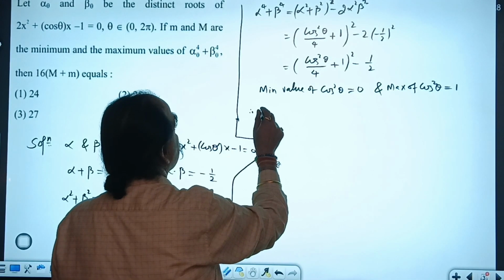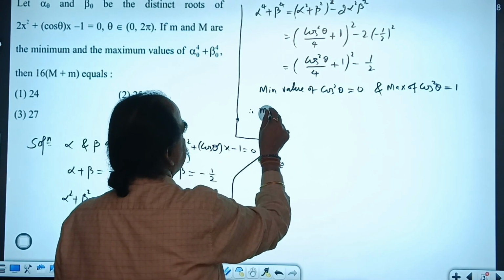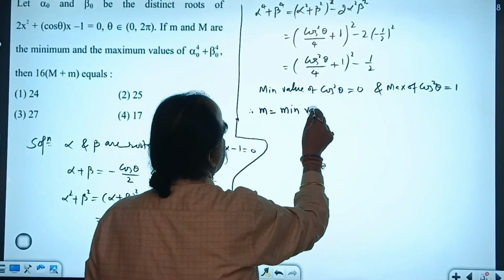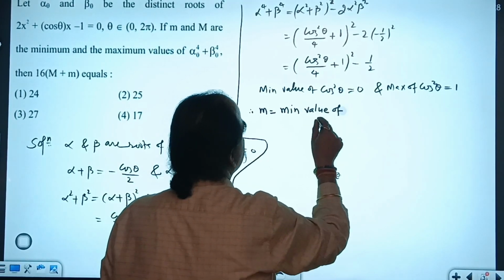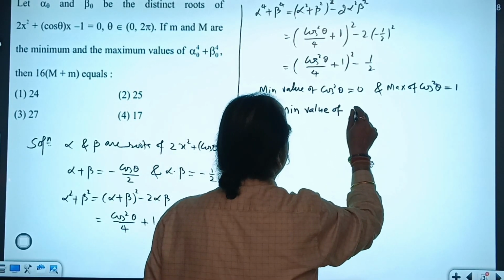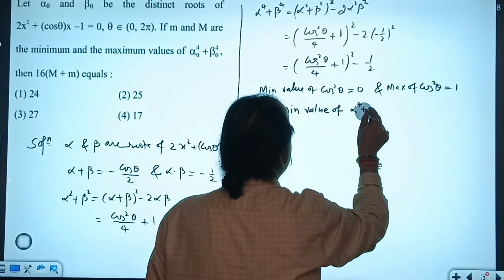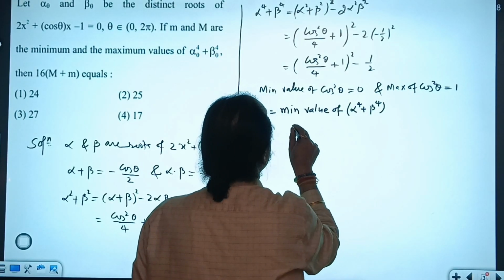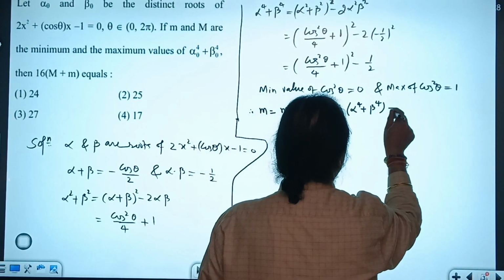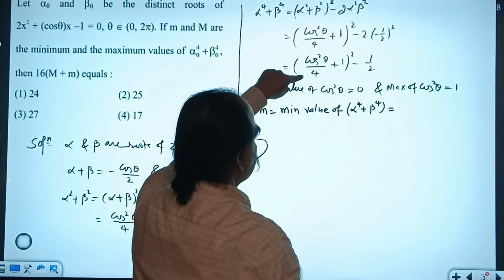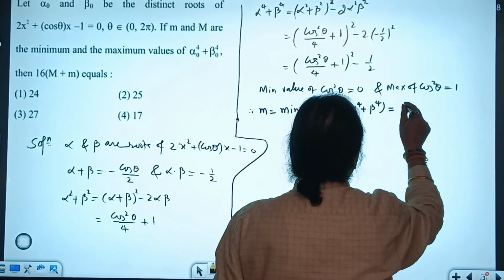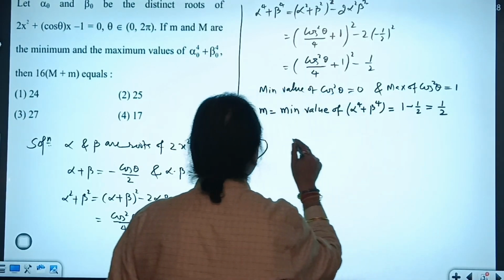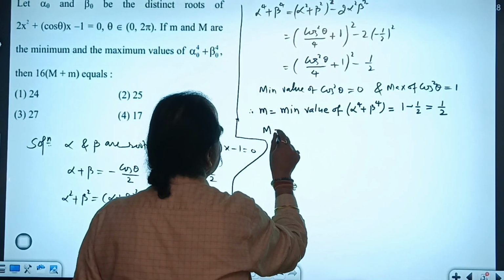Therefore, small m is the minimum value of alpha raised to 4 plus beta raised to 4, which is what? 0, 1 minus half will be half.